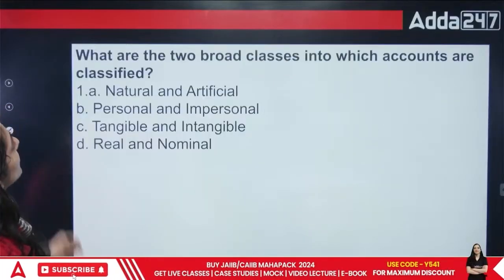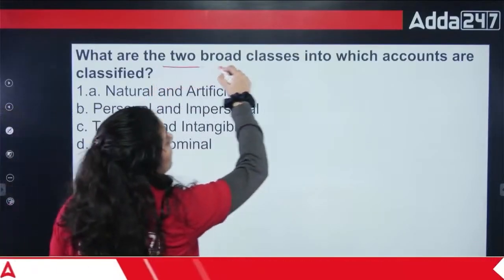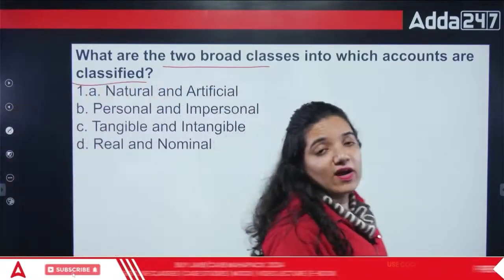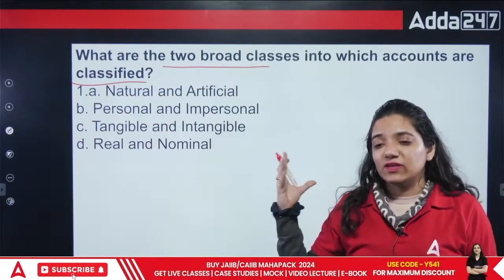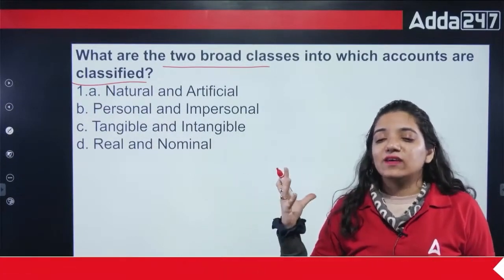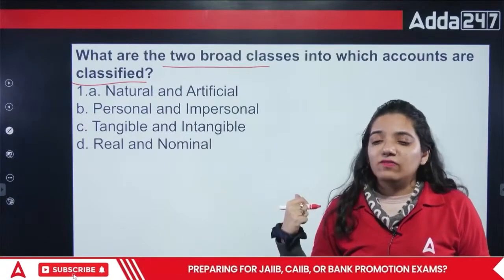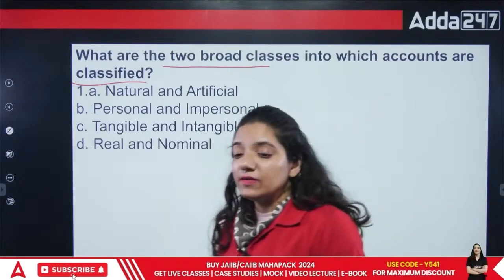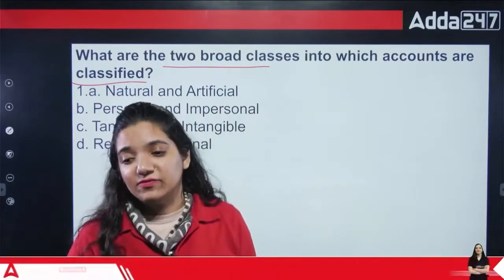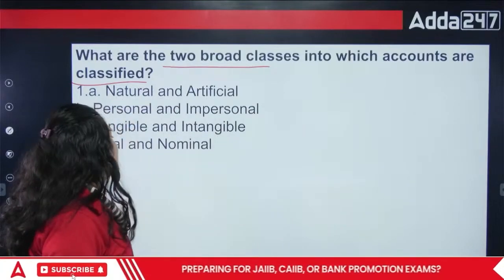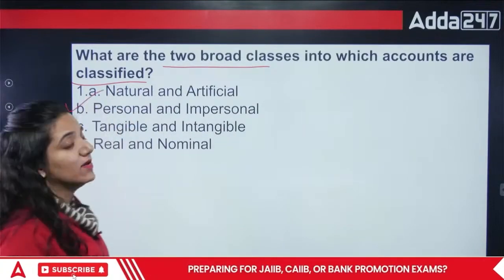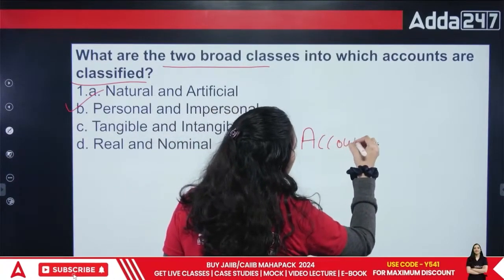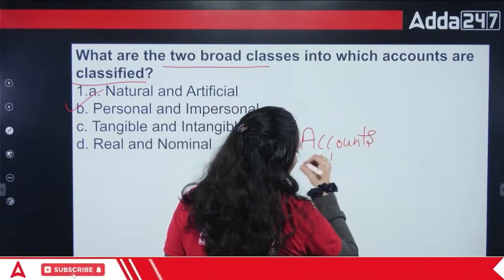Okay. Next question, everyone. What are the two broad classes in which the accounts are classified? The accounts are classified on the following basis. First is natural and artificial. Second is personal and impersonal. Then we have tangible and intangible, real and nominal. When we're talking about the broad classes in which the accounts are classified, the accounts are classified in the area of personal and impersonal.